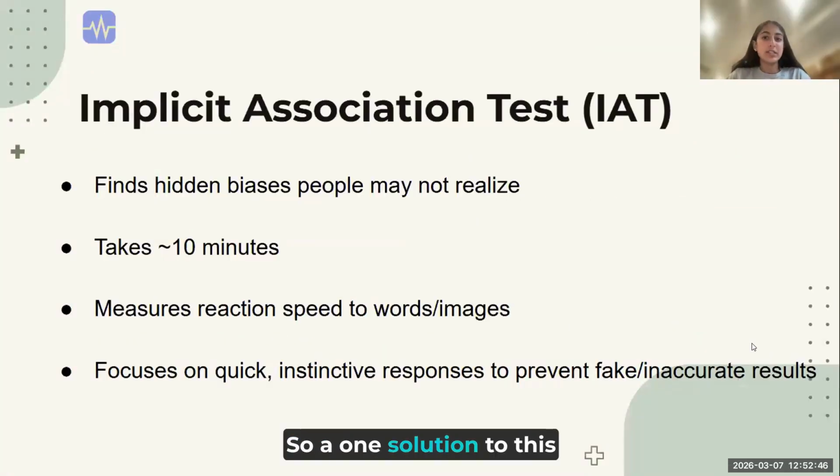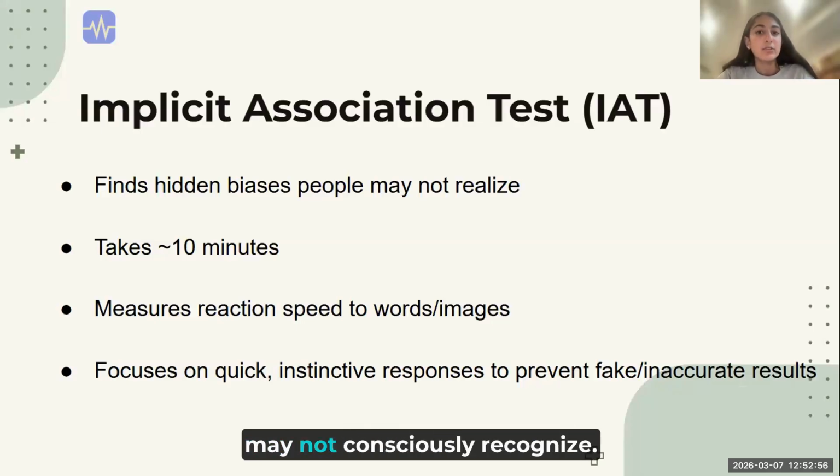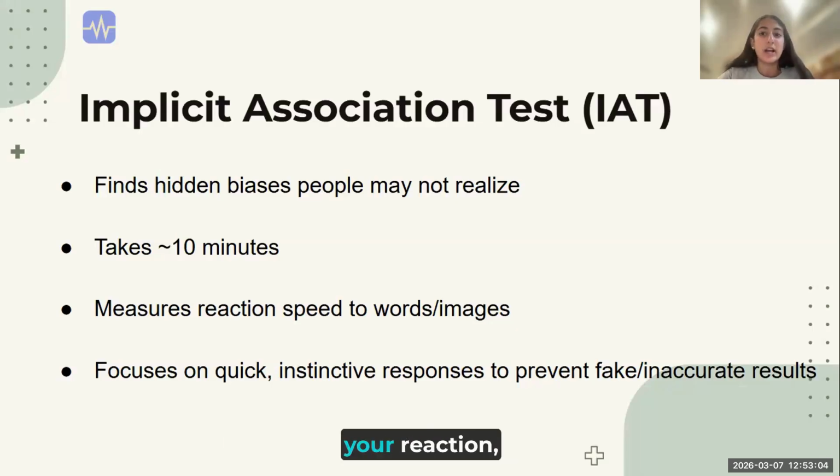So, one solution to this problem is the implicit association test, also known as the IAT. It's designed to uncover implicit biases, which are automatic associations people may not consciously recognize. It takes about 10 minutes and works by measuring how quickly you respond to words and images. The idea is that the faster your reaction, the more automatic that association is, which makes it harder to fake or overthink it.